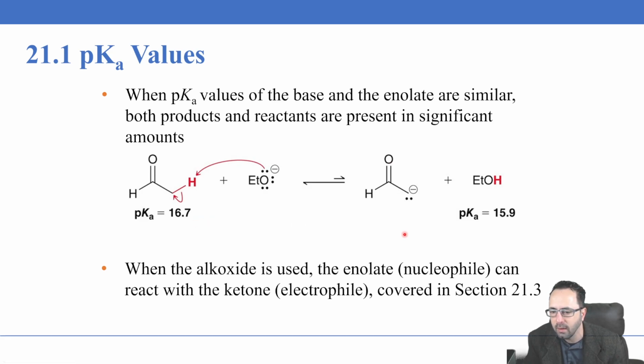So here we can see the difference in the pKa's between the formaldehyde here and the ethanol, and we can see that the ethanol is slightly more acidic by almost 1 pKa unit. So we expect at equilibrium, the equilibrium here is going to favor the left side, and we'll have approximately 10 times more of these reactants than we do of the enolate ion. So when the alkoxide ion is used to react with the ketone, we have a significant equilibrium here that does not really favor the formation of the enolate ion, although some will be present.